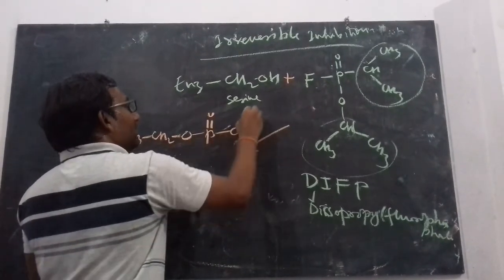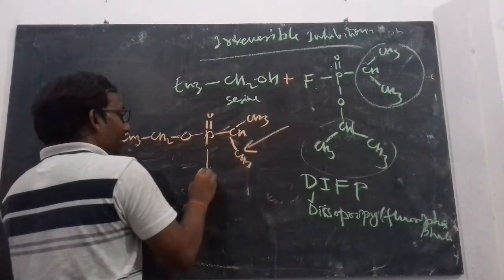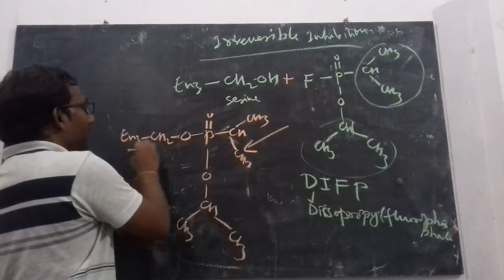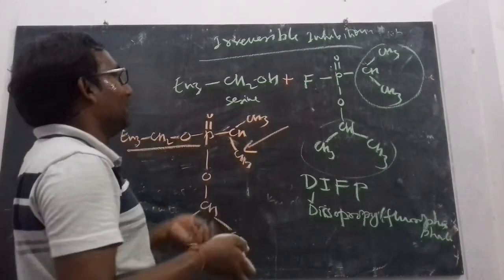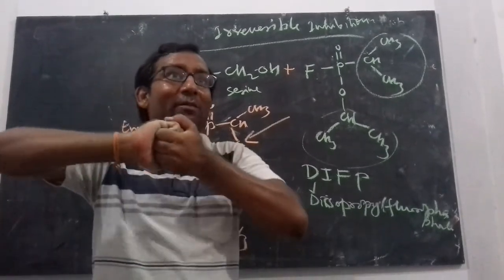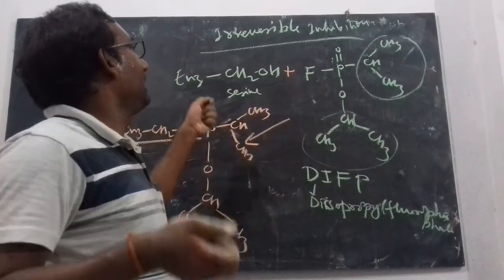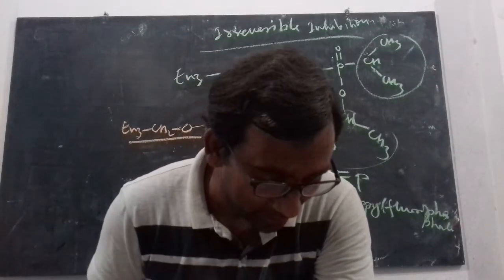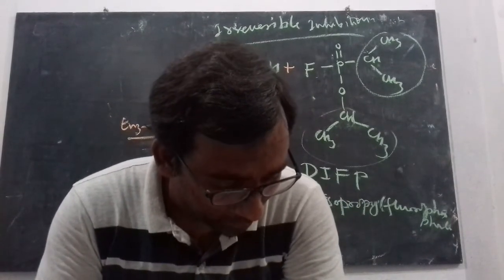You see, CH3, CH3, and here it will become O. What do you see? A permanent bond is formed between the enzyme functional group and the inhibitor. A covalent bond is formed, so this has become permanently blocked. Permanently covalently bound with the enzyme, it is inhibiting permanently, a kind of irreversible inhibitor. So DIFP is an irreversible inhibitor in which the functional group links with the inhibitor by a covalent bond.